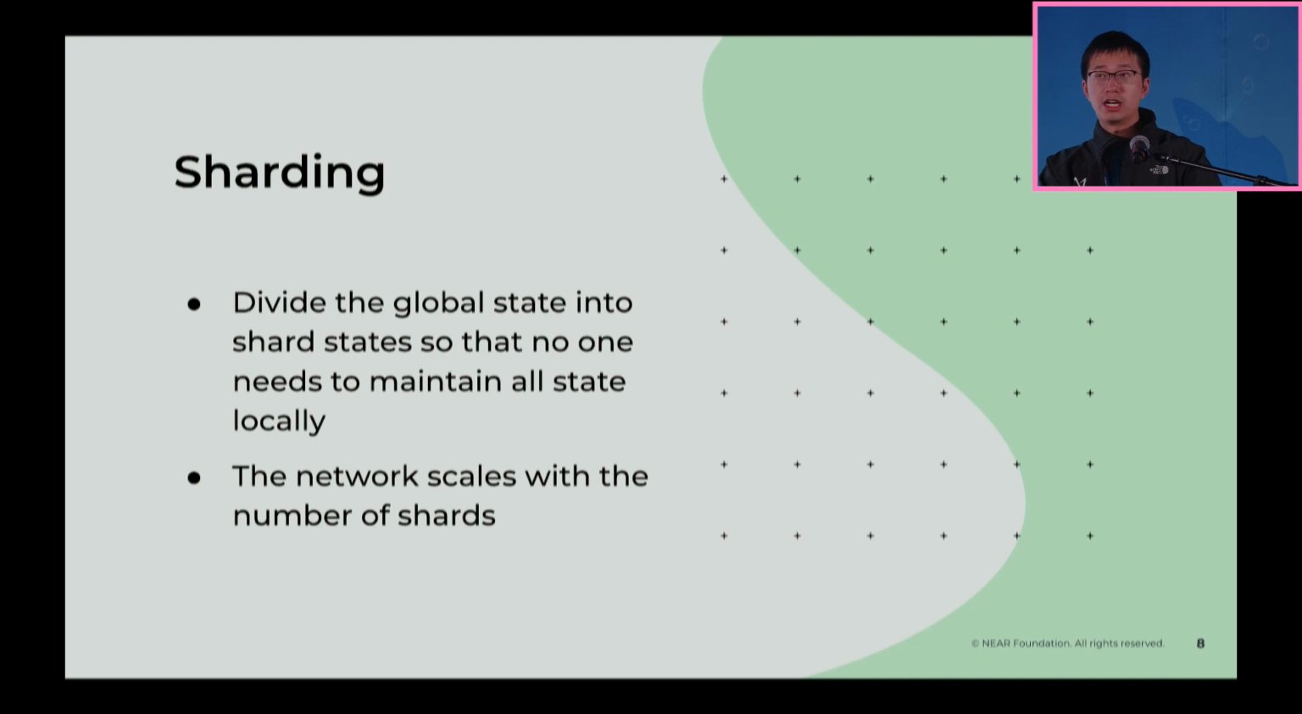So what solutions do we have to address this problem? In one of the earlier slides, I talked about sharding. To reiterate, this is basically the idea that the global state can be divided into shard states so that no validator needs to maintain the state of all the shards, meaning that they don't need to store them locally, and that the network generally scales with the number of shards. Obviously, there's overhead associated with the scaling. For example, the network needs to coordinate which validators get assigned which shard and how the cross-shard communication actually works. But in general, it scales with the number of shards in the network.